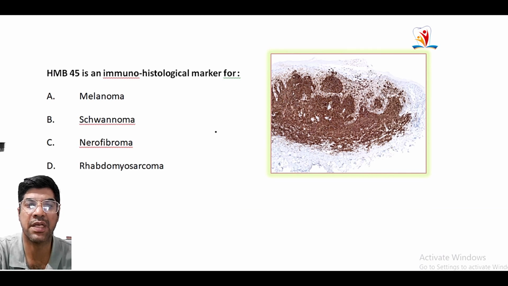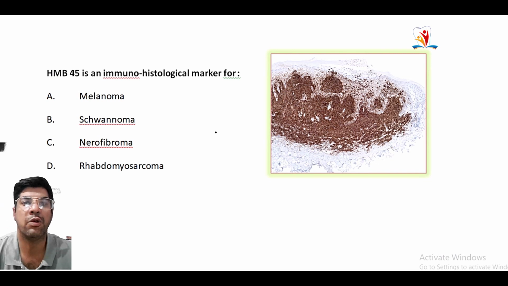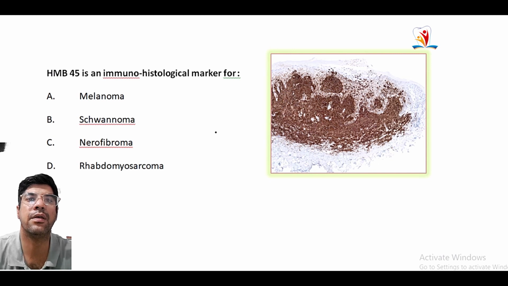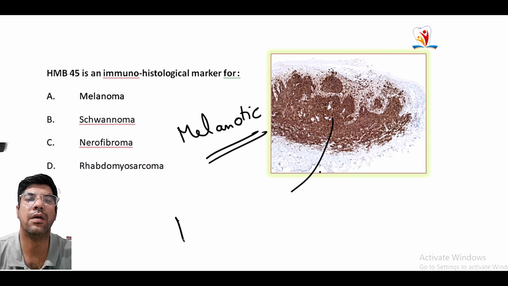HMB-45 is an immunological marker for melanoma. It is a specific antibody used in immunohistochemistry to identify melanotic lesions. So it is important in the diagnosis of melanoma.